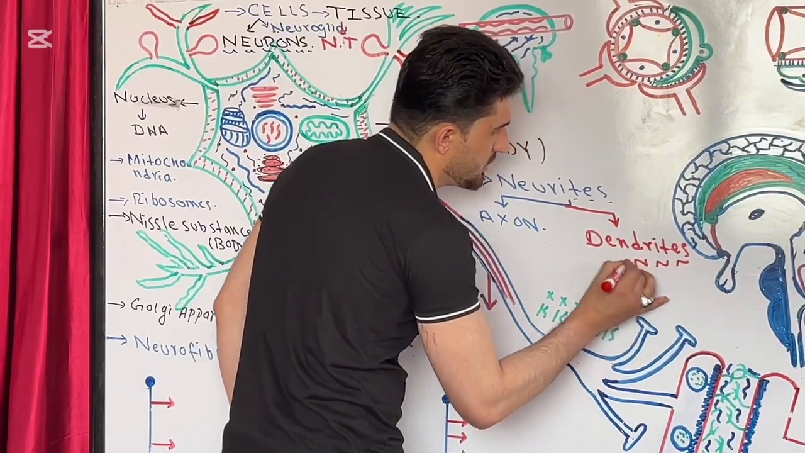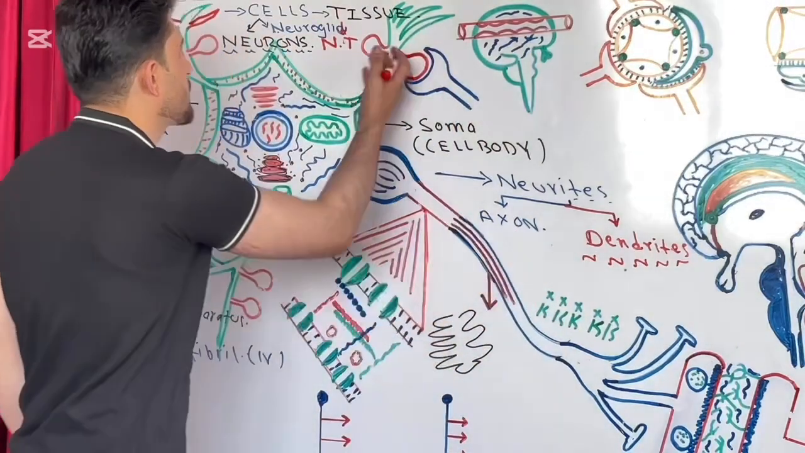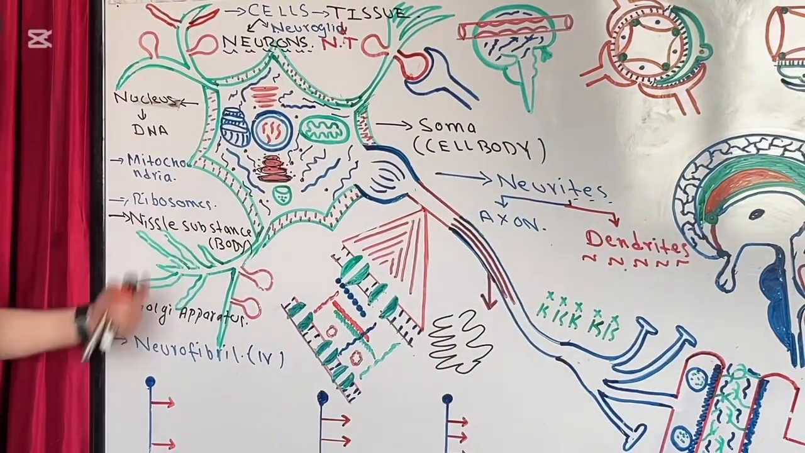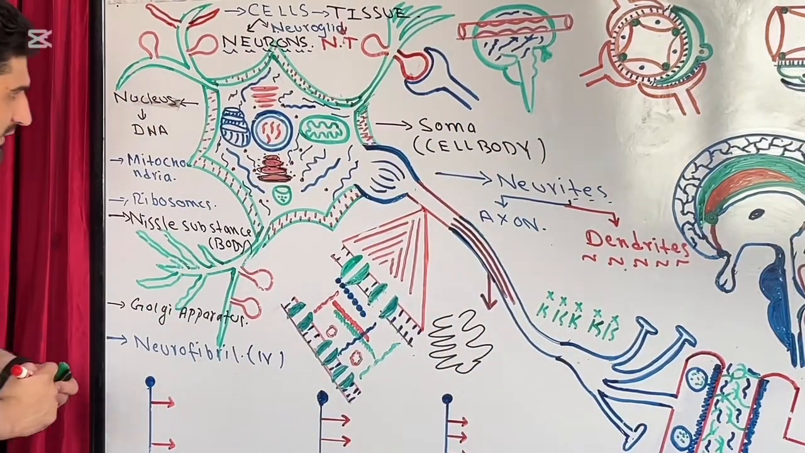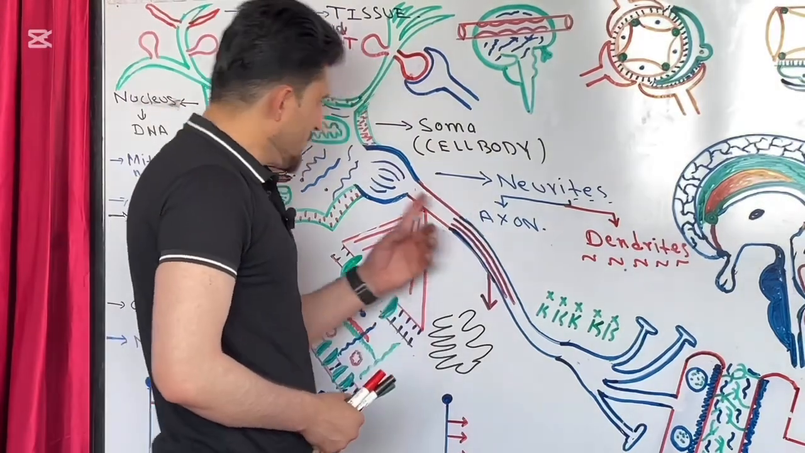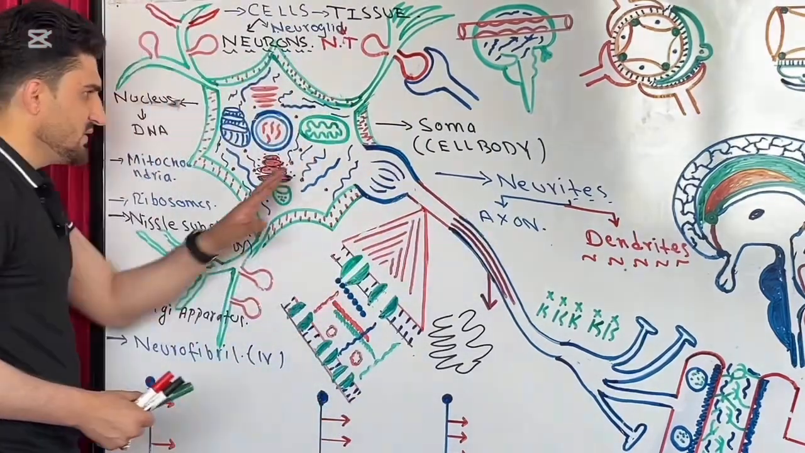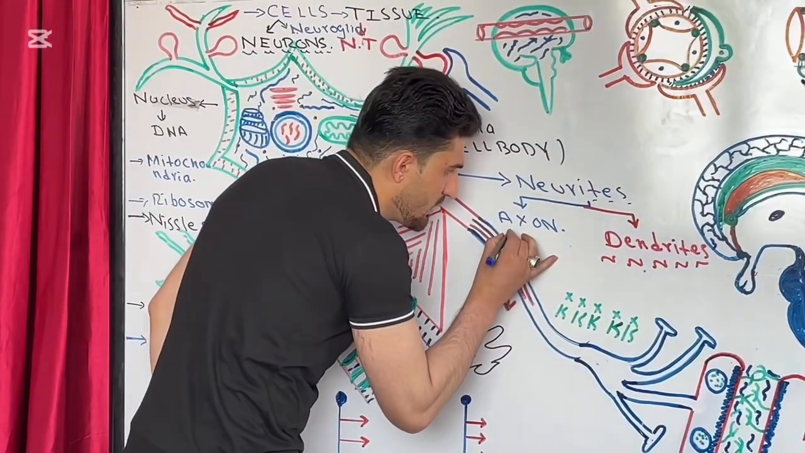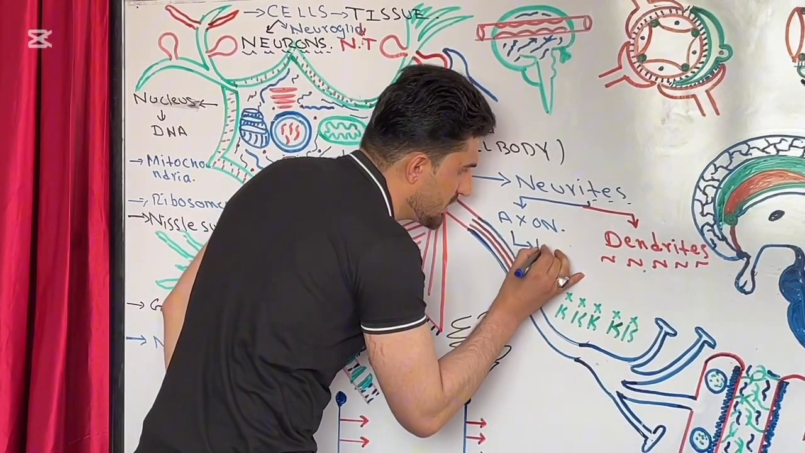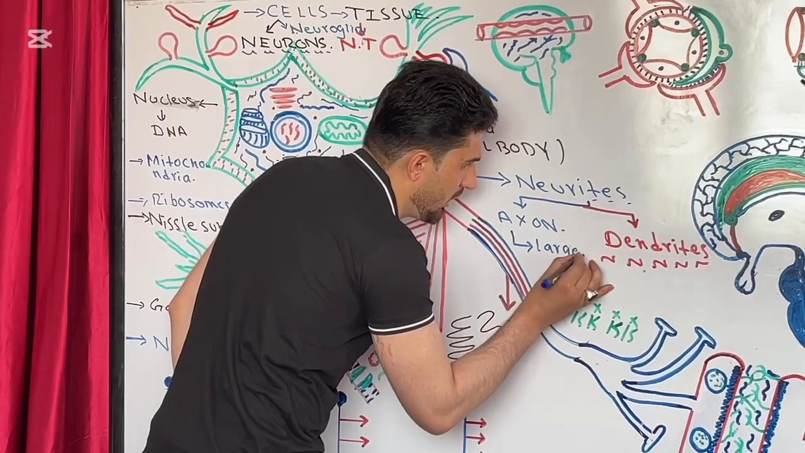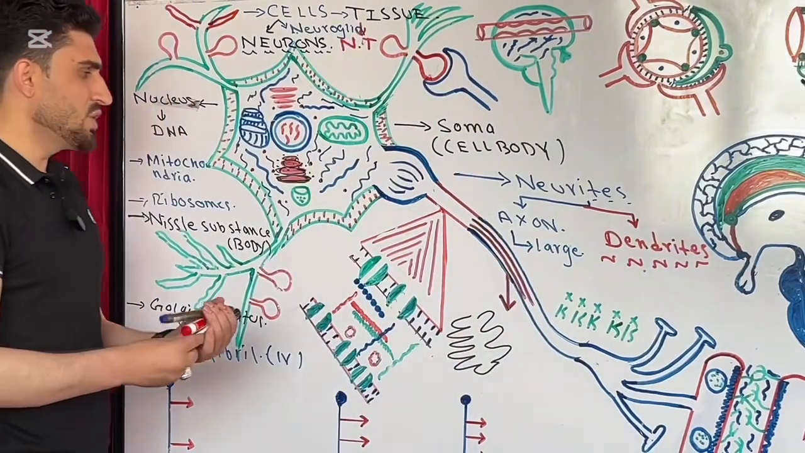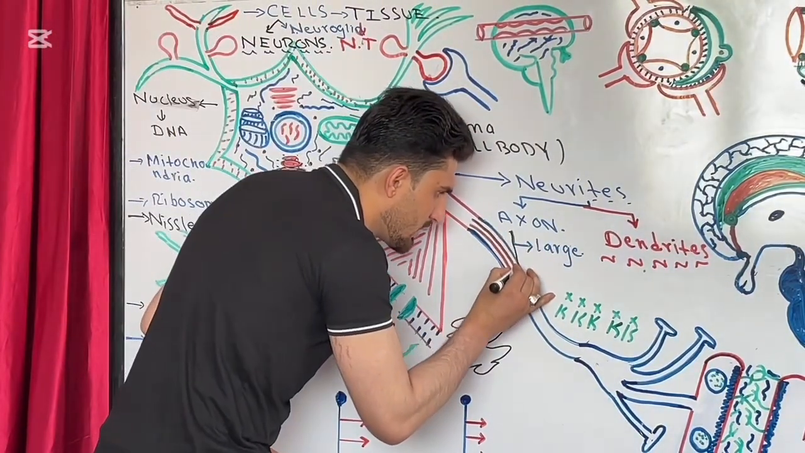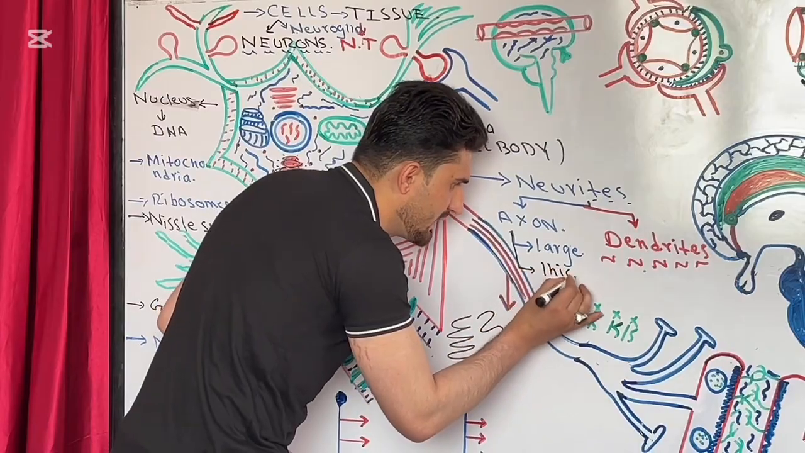Dendrites means tree-like. These seem like a tree. Anyway, let me talk about the differences between the axon and dendrites. Number one, axon is large. Number two, axon is thicker in diameter.